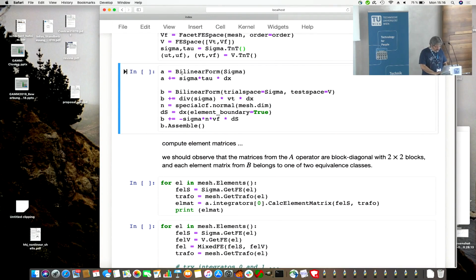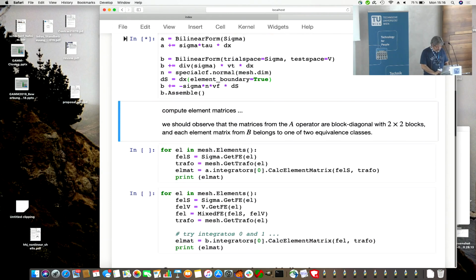Okay, we are building now two bilinear forms. One is sigma times tau. The other one is div sigma times v, and the sigma n times v on the facet. Defining the bilinear forms.